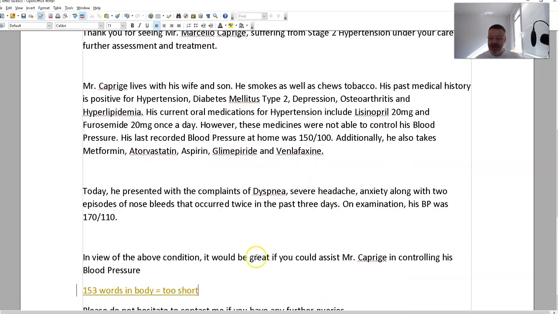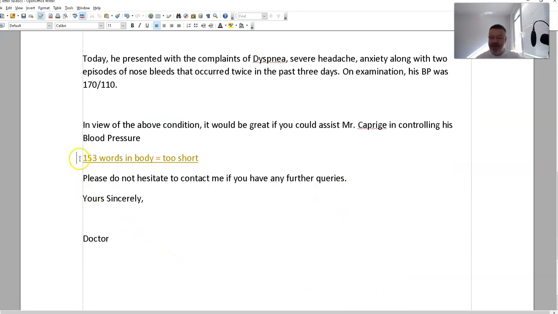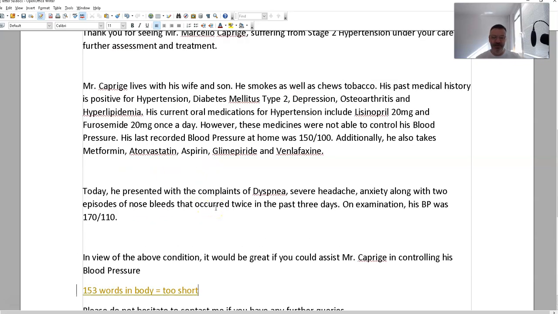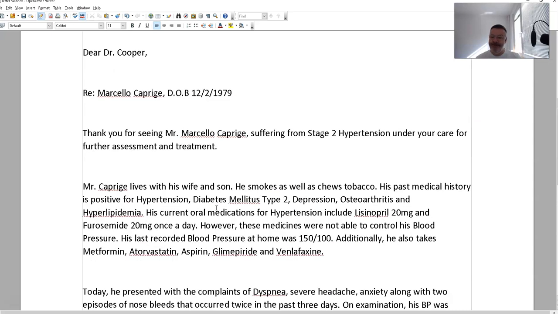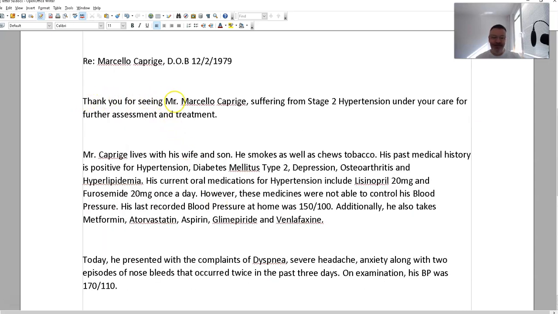Take a look at this next one here. Now, this second one, again, too short, 153 words. It's too short. There's nothing here. Right, again, virtually identical. "Thank you for seeing under your care." So you can either put someone under your care or place someone into your care. "Thank you for seeing Mr Caprige suffering from hypertension." But thank you for seeing, you mean thank you for taking into your care.